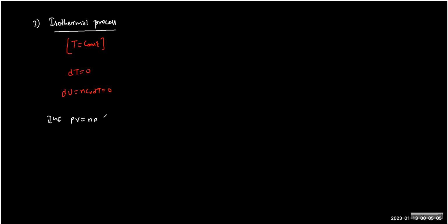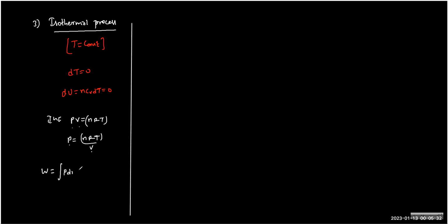PV equals nRT, and everything is constant on the right hand side. So P and V relation is well defined because the numerator is constant, so P is nRT by V. And because we know P as a function of V, the integration of P dV is going to be an easy task, right? So in case of isothermal process, the only thing that is interesting is the work. Work is P dV. Luckily, we know P in terms of V. And let's say you integrate from V1 to V2.